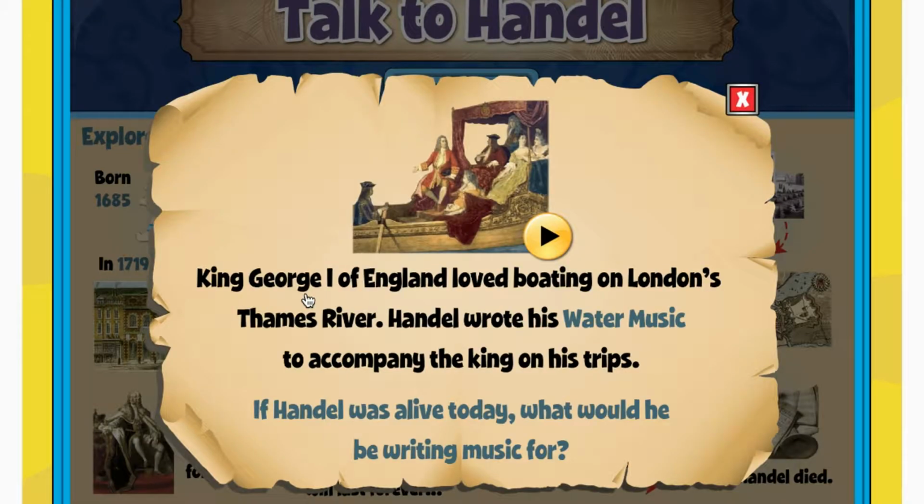King George I of England loved boating on London's Thames River. Handel wrote his Water Music to accompany the king on his trips. Let's listen to a piece of the Water Music.